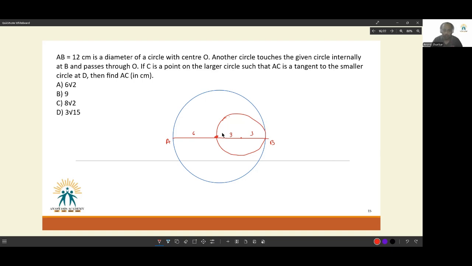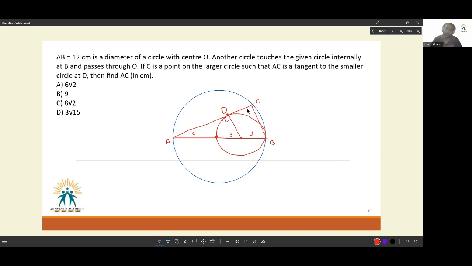Okay. Now, if C is a point on the large circle such that AC is tangent to the smaller circle at D, C is a point on the larger circle such that AD is tangent to the smaller circle at D, then find AC. Length of AC has been asked. Okay. This seems fairly wonderful.